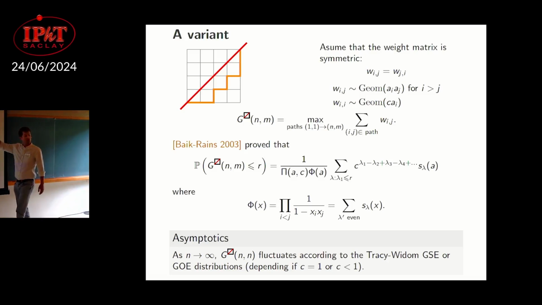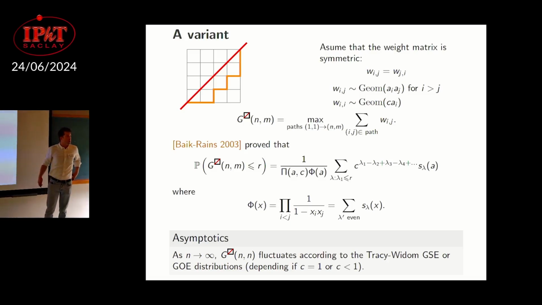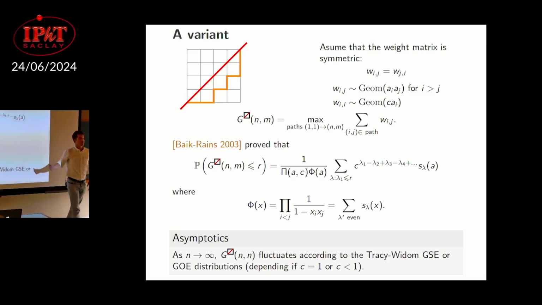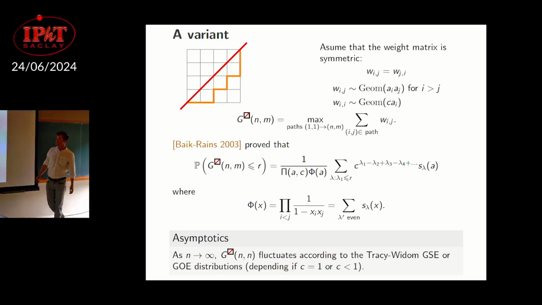Then to make the model integrable, we have to specify some slightly different distribution on the weights. So w_ij will be geometric of parameter a_i a_j. This time we have only one single family of inhomogeneity parameters, and we have a parameter on the diagonal. So on the diagonal, the weights w_ii are geometric of parameter c times a_i for some c. And then again, we define exactly the same last passage time, G(n,m), and I put a superscript to denote the fact that the matrix now is symmetric.